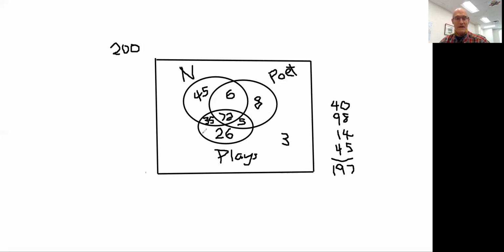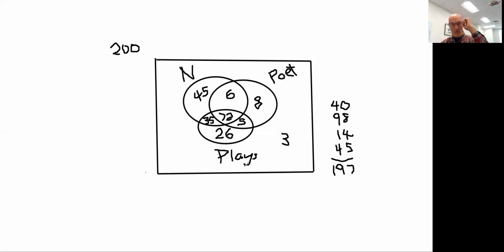So when you come along here and say, okay, how many people like novels and plays but not poetry? You look here at the novels and the plays intersection. Here's the whole intersection, but this 72 is inside the poetry circle, so you have to ignore them, and you get an answer of 35. If you want to know how many people only like poetry, then it's this 8 right here, because that's the part of the poetry circle that's outside of both the novel circle and the play circle.